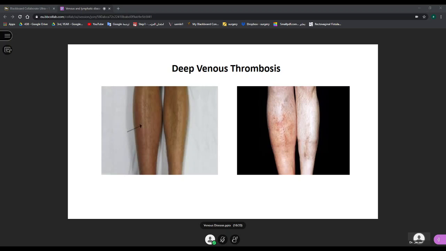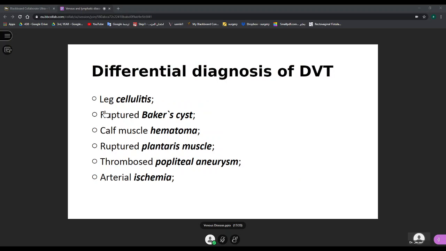Regarding the differential diagnosis, as I have mentioned, leg cellulitis is usually due to trauma of the leg. Cellulitis is inflammation of the skin and subcutaneous tissues. It gives rise to a picture which is very close to deep venous thrombosis, and based on the history, the scenario, the trauma, and investigations, you should be able to differentiate between cellulitis and deep venous thrombosis.